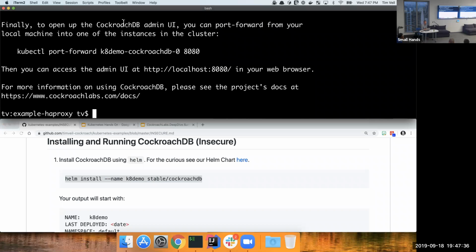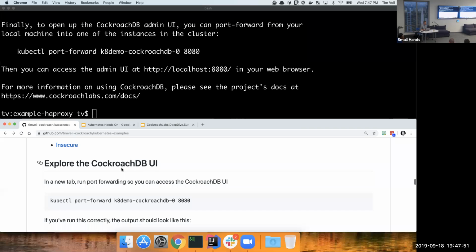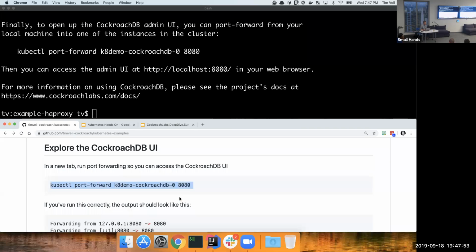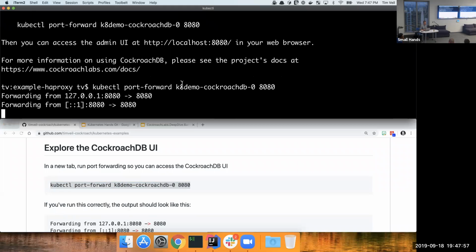I let Helm do all the dirty work of installing Cockroach. And again, this Helm chart could run against GKE, against other places as well, but here I'm just running it in Minikube. One of the things that the output suggests I do, at least for this example, is port forward the demo. So I will certainly do that. And hopefully this will allow us to actually see the Cockroach interface.